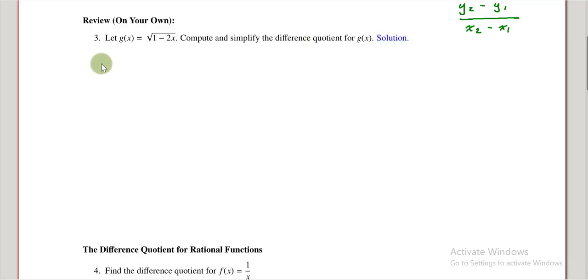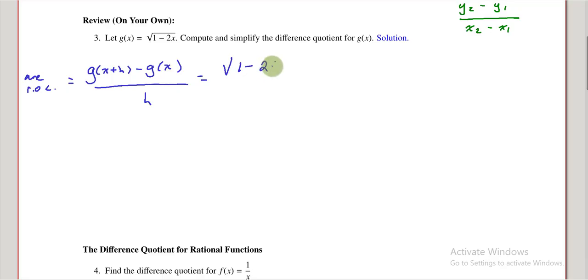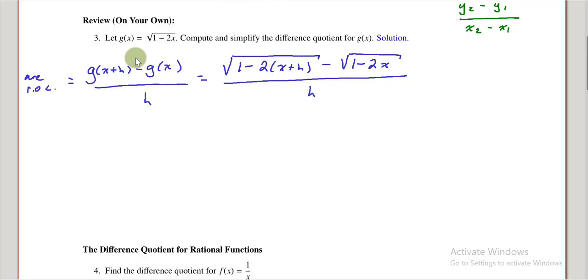So the difference quotient for this radical expression would be g of x plus h minus g of x all over h, and that's our average rate of change. And we would compute that by doing the square root of 1 minus 2 times the quantity x plus h, minus the square root of 1 minus 2x, all over h, where here we replace the x in our expression with the expression x plus h, whereas over here we replace the x with just, of course, itself, x. Okay, and now you'll finish.